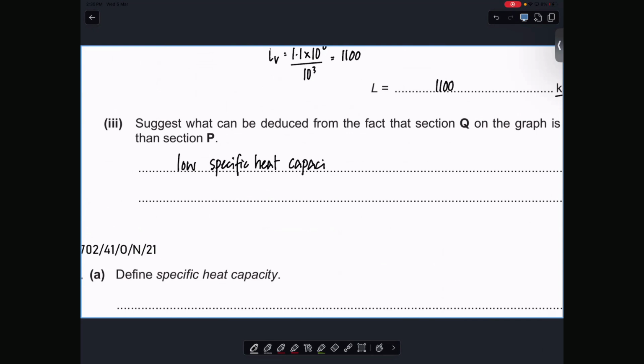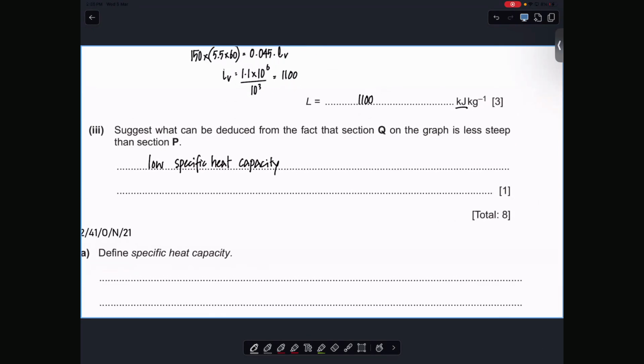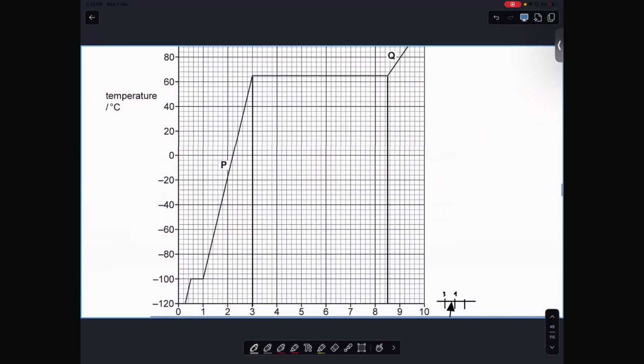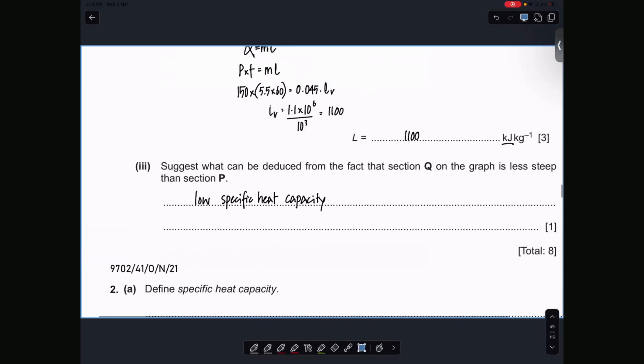Low specific heat. Sorry. The steeper it is, the lower specific capacity. Yeah. Ekhane ki bolche? Suggest what can be deduced from the fact that Q on the graph is less steep. Q is less steep, so it has a higher specific capacity. Q has higher specific capacity compared to P.